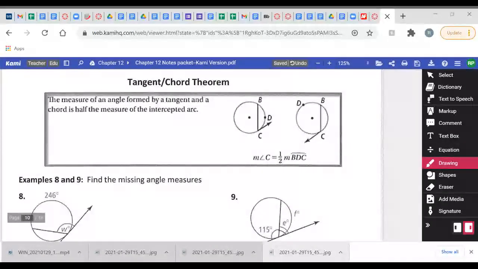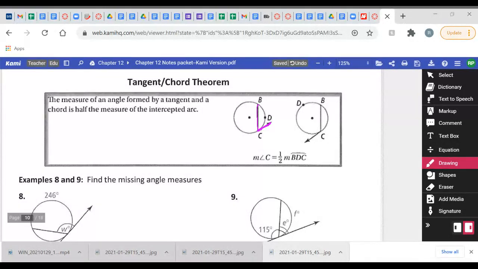All right, the tangent chord theorem says the measure of an angle formed by a tangent and a chord is half the measure of the intercepted arc. So this basically works the same as the inscribed angle. It doesn't look exactly like an inscribed angle, but it works the same way. So in this case, we've got a tangent, like in this case, BC, and a chord. This is actually the tangent. The tangent, again, skims by the circle and forms a right angle. Or I guess just touches the circle at one spot, and then the chord has both endpoints on the circle.